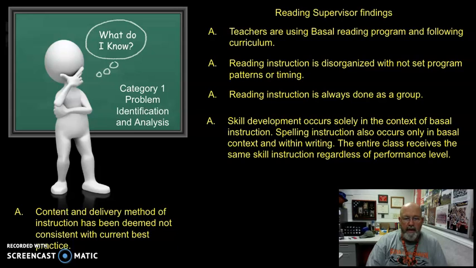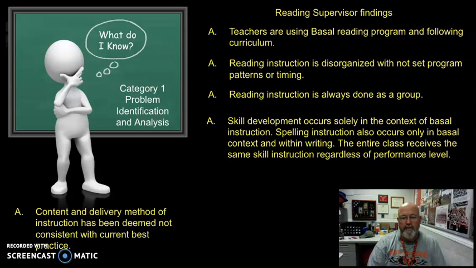What I know, again: the reading supervisor did a review, and these were her findings. The teachers were using a basal reading program following the curriculum that was established. Reading instruction is disorganized: not a set program, no patterns, no timing. It's very disorganized. Reading instruction is always done as a group. Skill development occurs solely in the context of basal instructions.